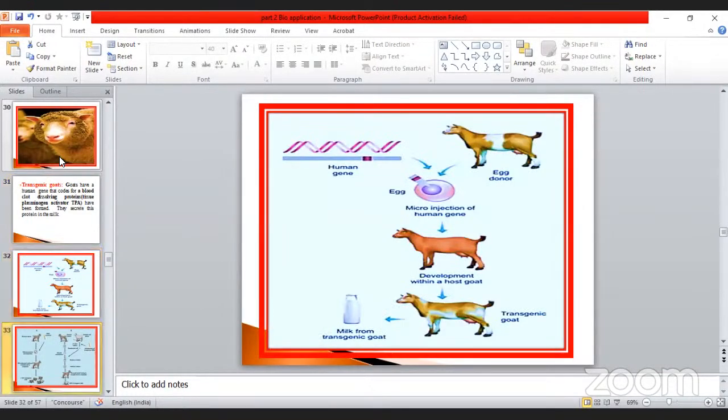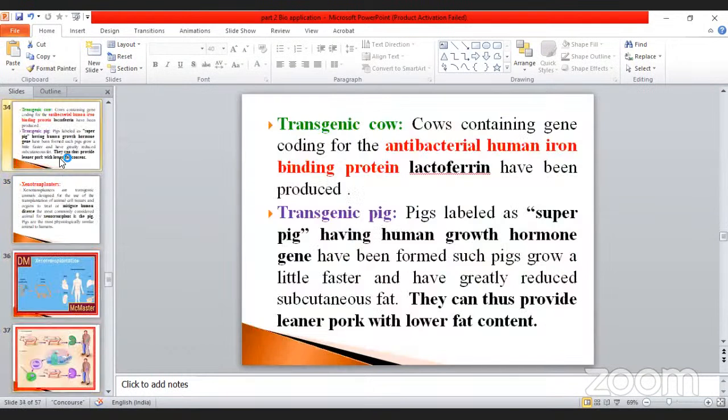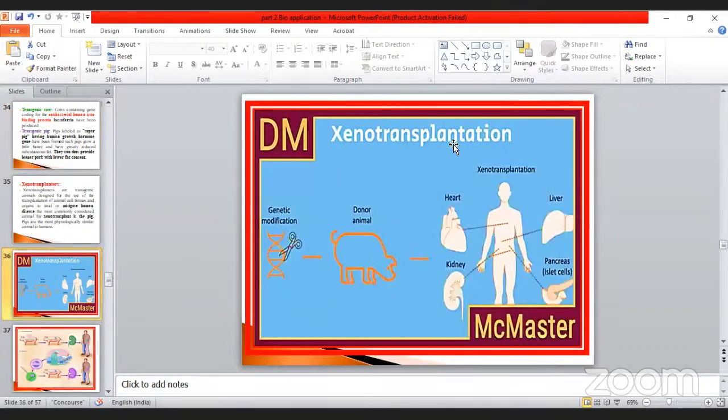So you already know about how it is done. And then the transgenic cow is also very, very important. Cow and goat containing the antibacterial human iron binding protein lactoferrin, and the super pig. It is very essential for xenotransplantation, where organs are transferred from the pig to human beings. That is also very, very important.